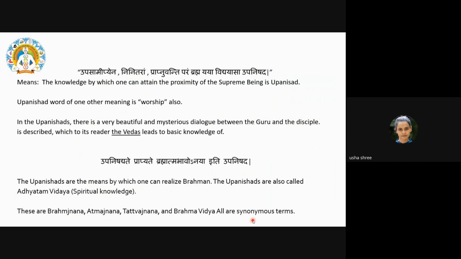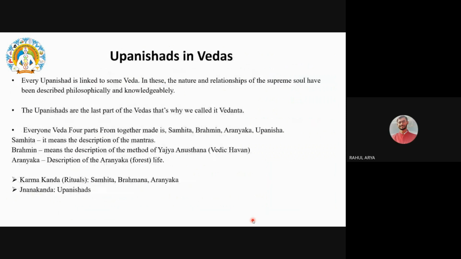Yeah, all the Upanishads are the discussions about the Vedas, and they are used for attaining Brahma Vidya and not for any other purpose. The Upanishads are the means by which one can realize Brahma, and they are called Atma Vidya, Adhyatma Vidya, which is spiritual knowledge. They are referred to with other names such as Brahma Jnana, Atma Jnana, Tattva Jnana, and Brahma Vidya. Excellent, ma'am.